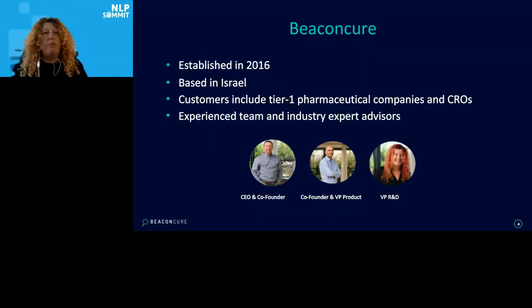A little bit about BeaconQ. BeaconQ is an Israeli startup established in 2016 by our CEO, Yoran Bar, and the co-founder and our VP product, Ilan Karmeli. The customers are actually pharma companies and CROs that are generating the clinical data documents.